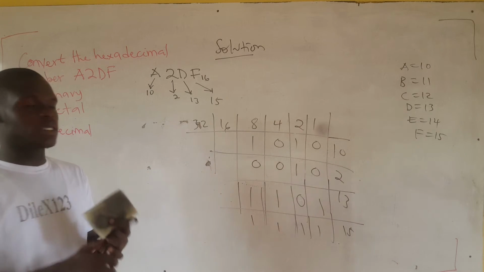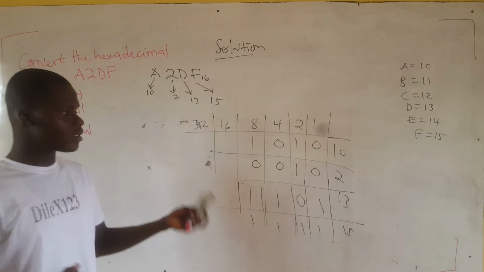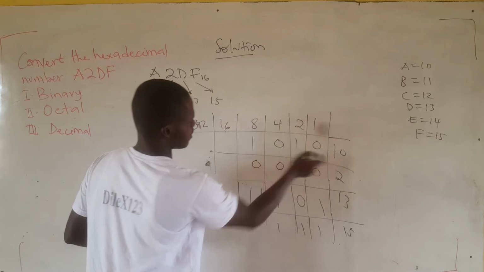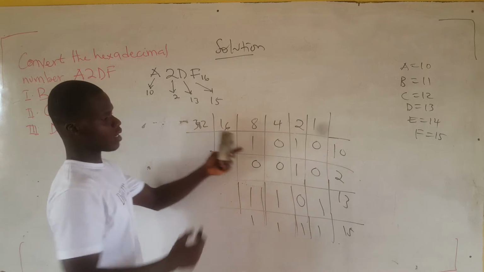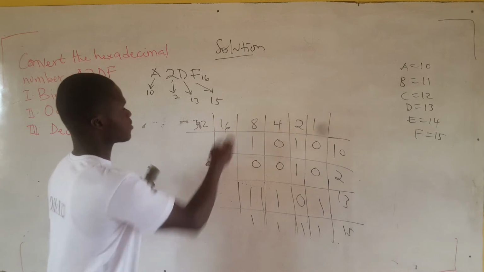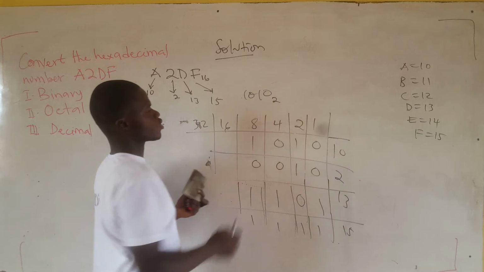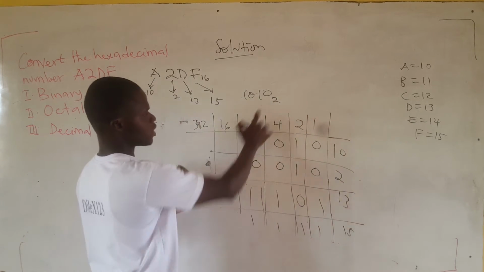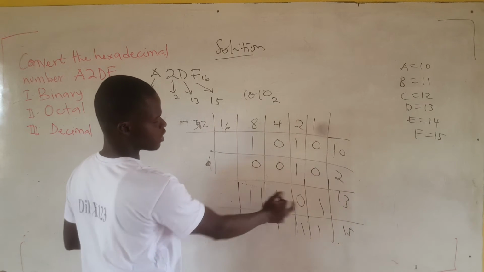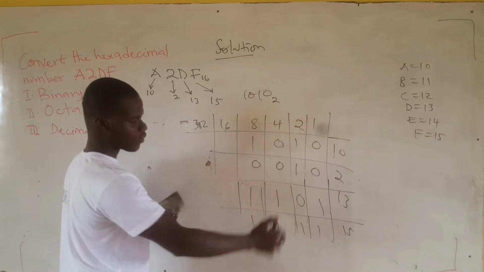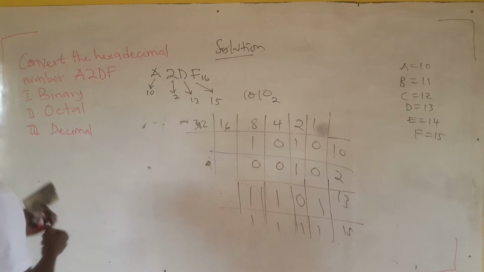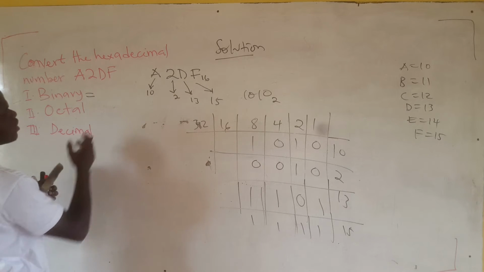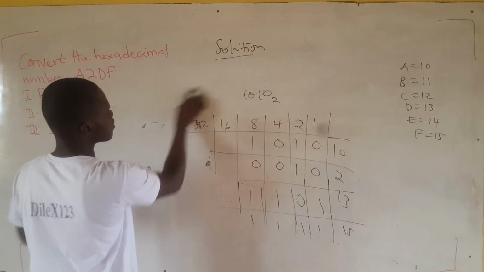So we've converted the numbers from base 10 to base 2. 10 in base 2 is 1, 0, 1, 0, base 2. 2 is 1, 0, base 2. 13 is 1, 1, 0, 1, base 2. 15 is 1, 1, 1, 1, base 2. So in binary, the answer for A2DF is going to be, let me explain this.